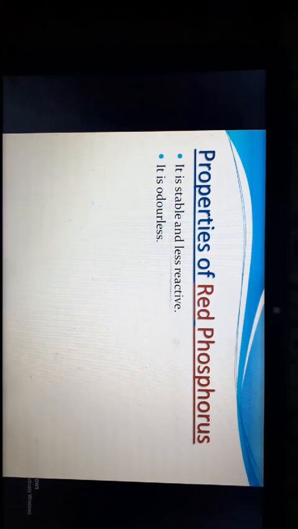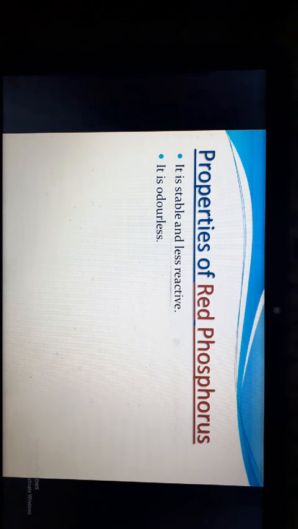Now next comes the properties of red phosphorus. What are the properties? It is stable and less reactive. White phosphorus, we have seen, was less stable and more reactive. But when it comes to red phosphorus, it is stable. Since it is stable, it has no reason to react with another element. Therefore, it is less reactive.